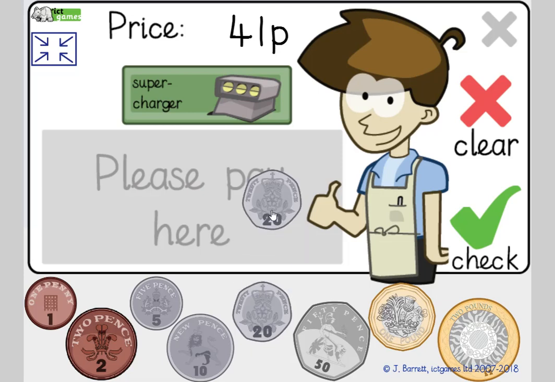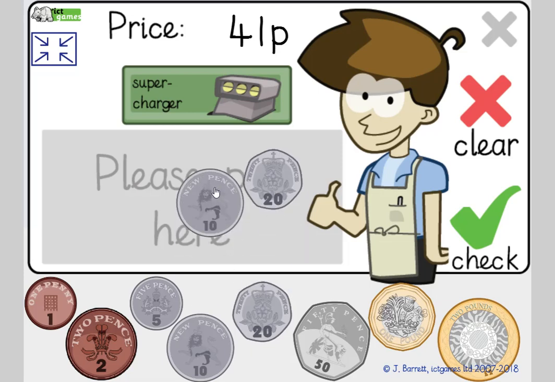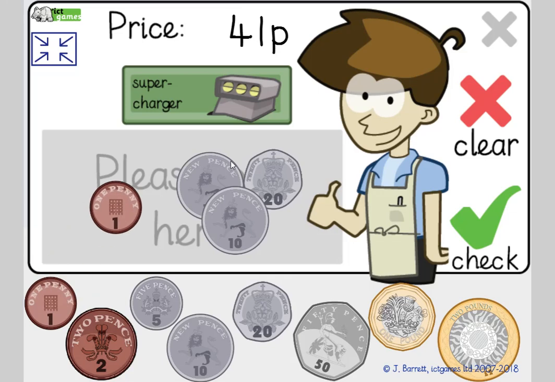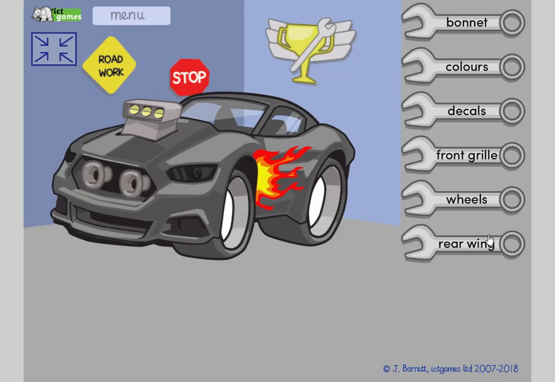I think I'd use a 20, and maybe 2 10s, and a 1. So that makes 40. Add one more, 41. Oh, look at that. That's so cool. Let's change tyres.